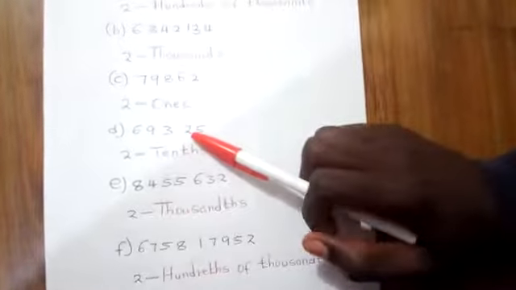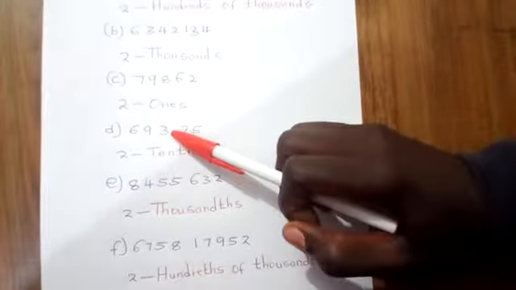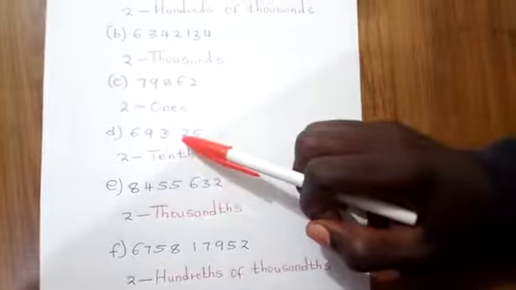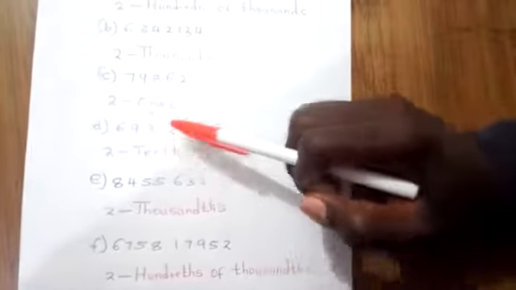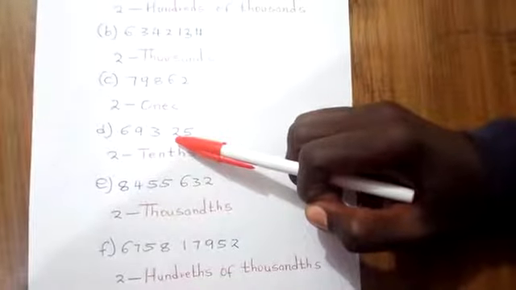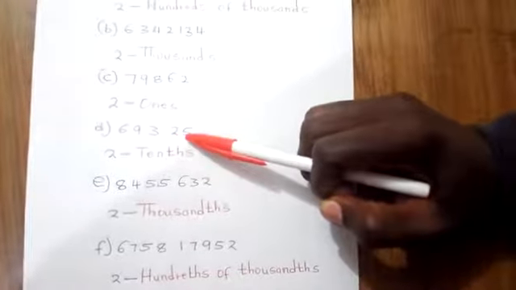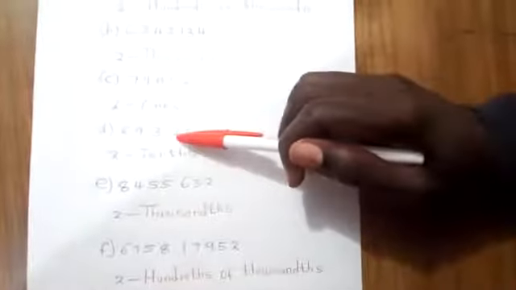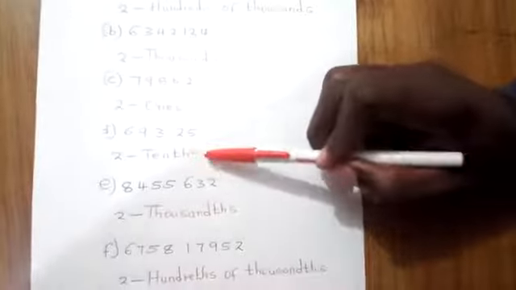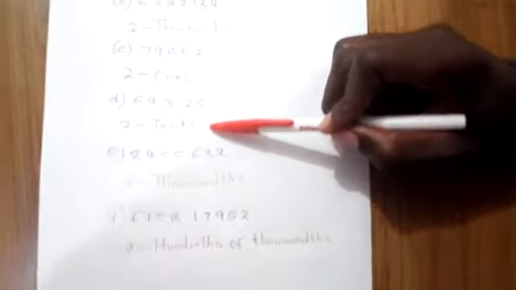But to the right side, once you cross the decimal point, we don't start with ones because ones is already here and this is a decimal point, so we start with tenths, hundredths, and so on. So the place value of 2 in this number is tenths. This is the correct spelling of tenths.